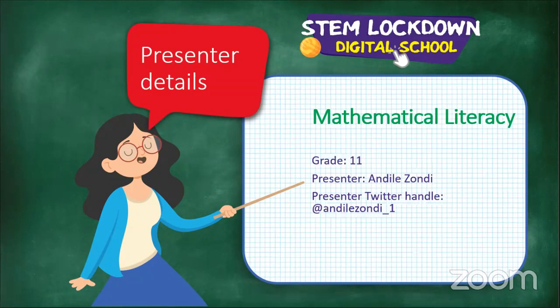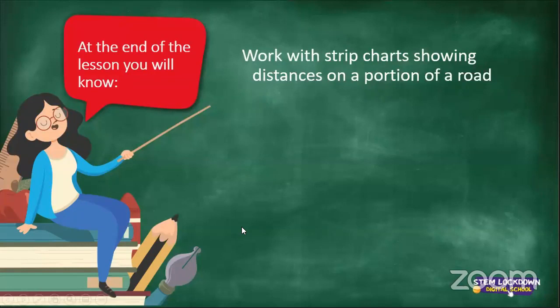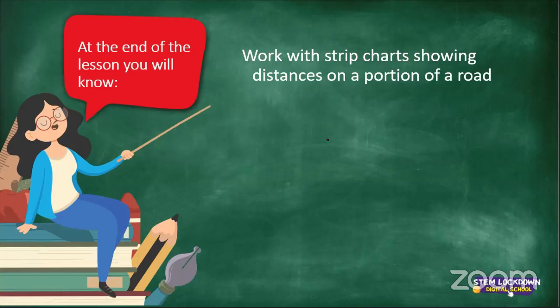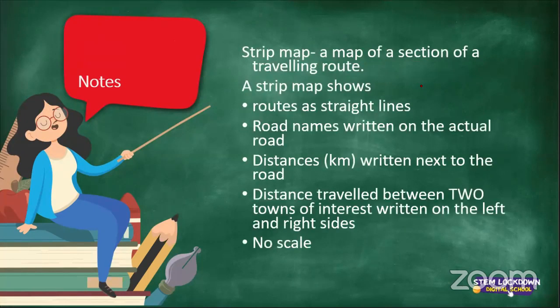So now let's start. Today, as I promised, we are looking at strip charts, right? Sometimes they're called strip maps. At the end of today's lesson, you must be able to basically work with strip charts. Basically, these are maps that show distance on a portion of road. I'll give you examples just now. A strip map or strip chart is a map of a section of a traveling route.